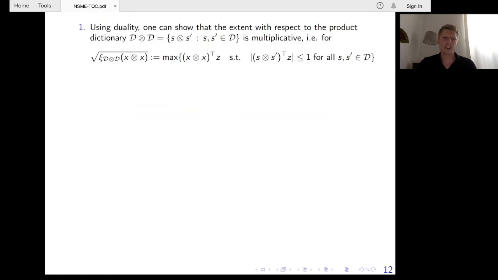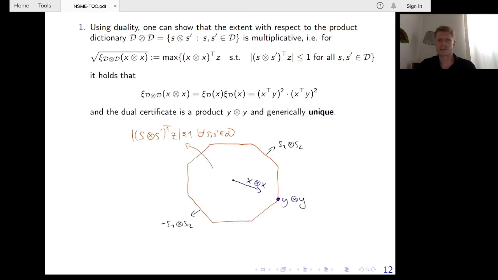So what can you do then? Well, if you use duality, you can show the following. If I take as an input a word x tensor x, and I consider the product dictionary, so I simply consider the tensor products of words in the dictionary, then this is multiplicative. So if we define the extent with respect to d tensored with d, as before, we use the dual formulation here. We're maximizing in the direction of x tensor x. That is our point that lies in this polyhedron. Then we observe that this thing is multiplicative.